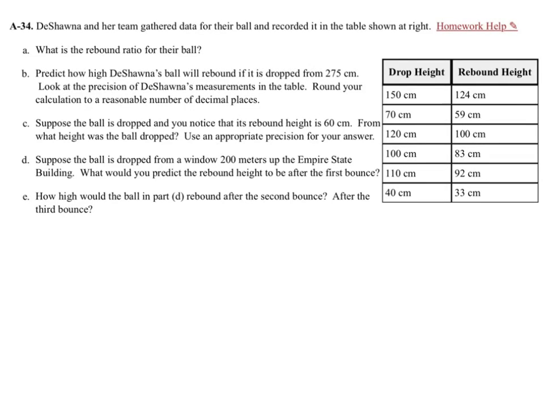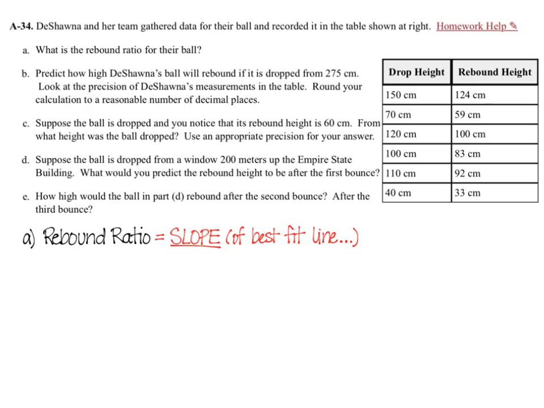This is for Algebra 2, problem A-34. This is very much like the problem that we did in class with the bouncing balls. And the first part of this is to come up with the rebound ratio. And recall that the rebound ratio was the slope of our best fit line in our classroom exploration.